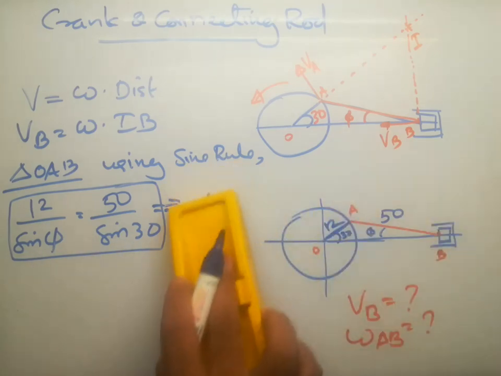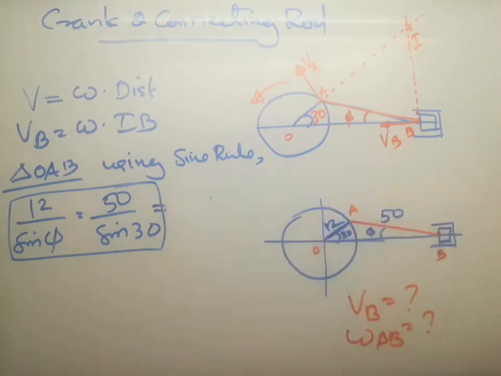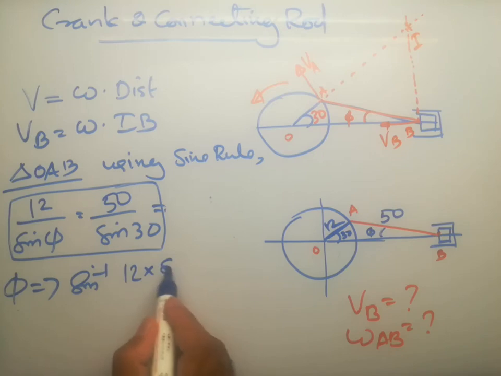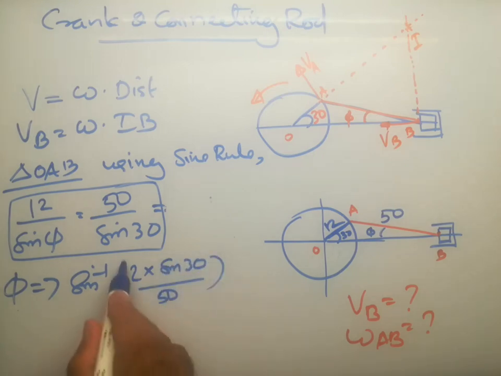I will write it here. From here you will get phi is equal to sine inverse of 12 into sine 30 by 50.